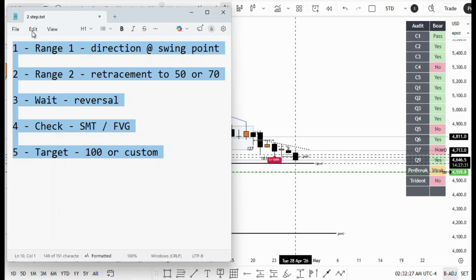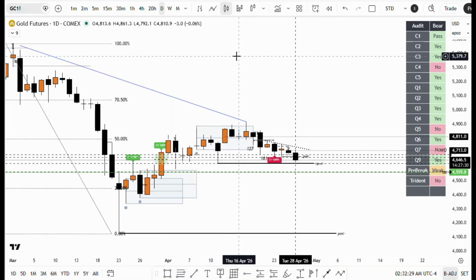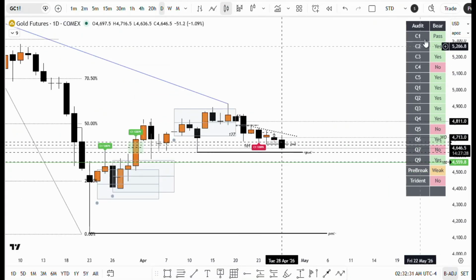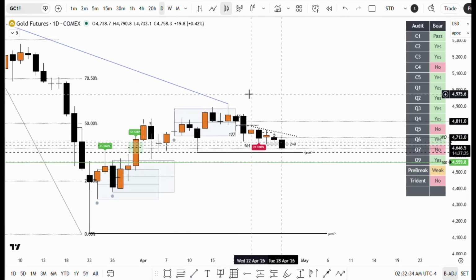Let's use an example. First, I'm looking at gold. Ignore this indicator, because I am working on building an indicator. I'm in a test phase, so it's not out yet. It's not live. It's just a test. And I thought, let me create this video talking about fair value gaps. So how do you find the fair value gaps that effectively work?